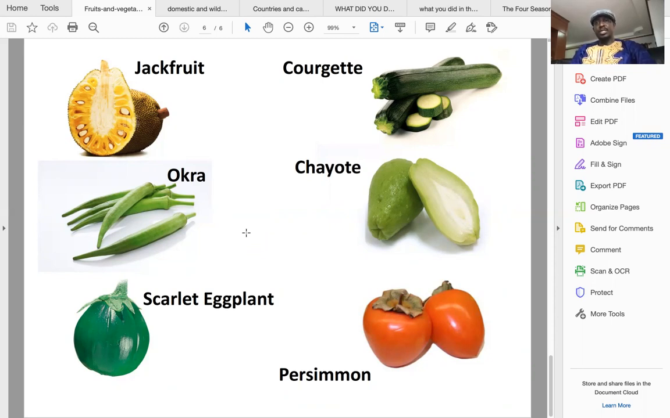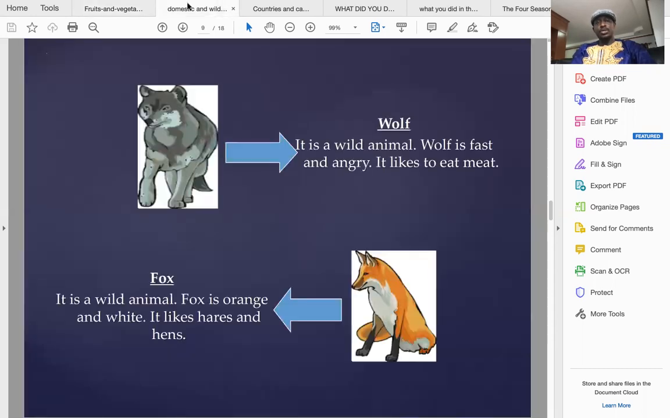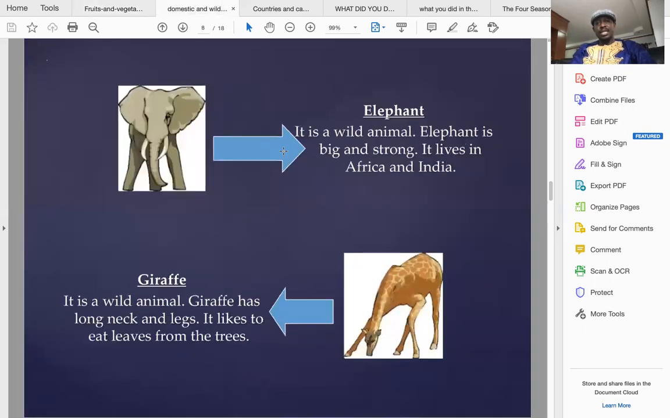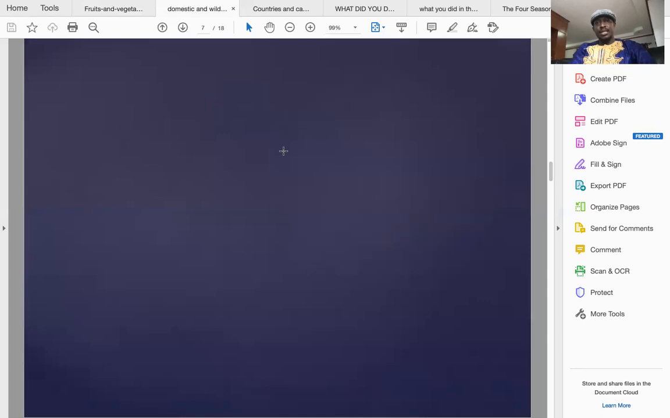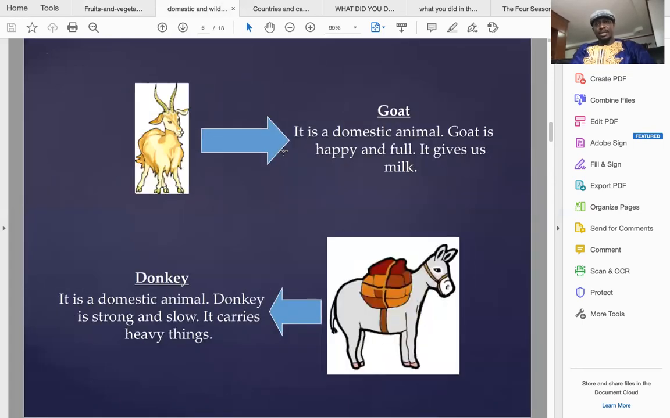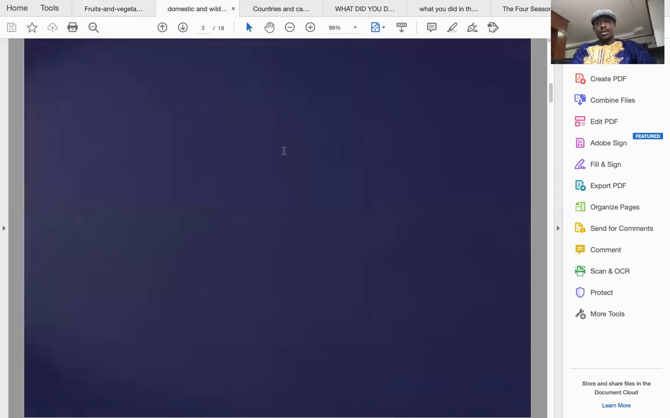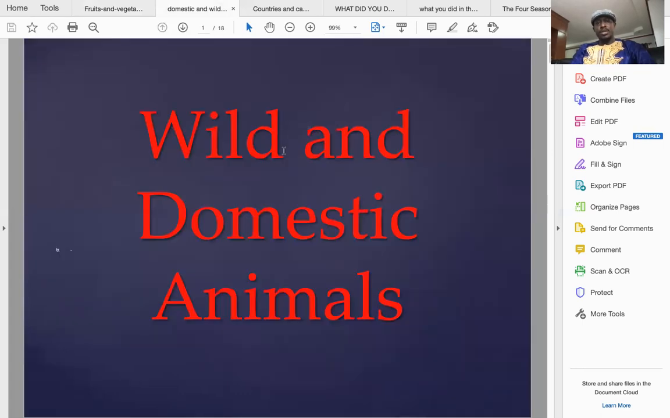Okay, apart from fruits and vegetables, the week before last week, we talked about domestic animals. So we talked about domestic animals, right? That's domestic and wild animals. So if I scroll down, let me see. Okay, so we talked about wild and domestic animals. And I explained to you what wild animals are and domestic animals.